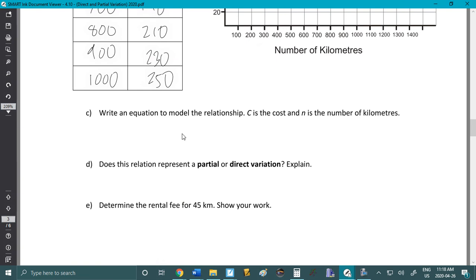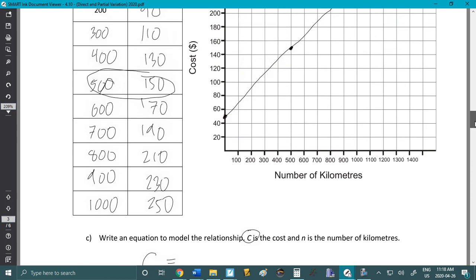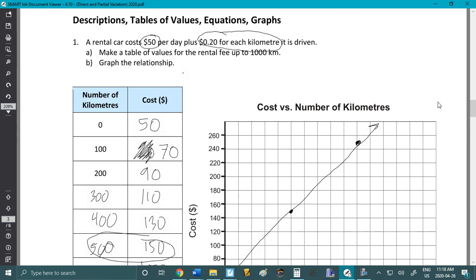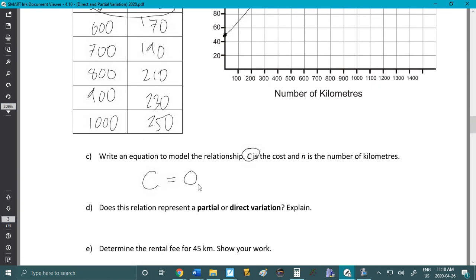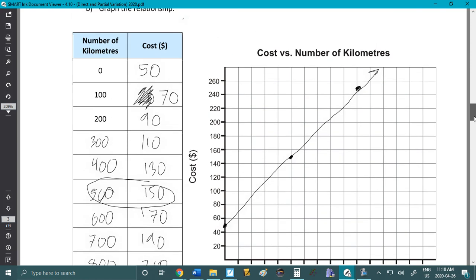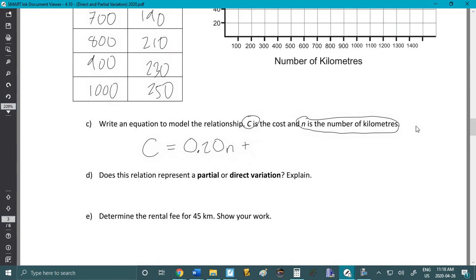Write an equation. So C, because it asks for C as the cost, equals. Now what's the rate of change? What's the cost per kilometer? Well, it's right here. So 0.20. And this should be x, but it says n is the number of kilometers, so 0.20n plus the initial value. When x is 0, y is 50. So 0.20n plus 50.